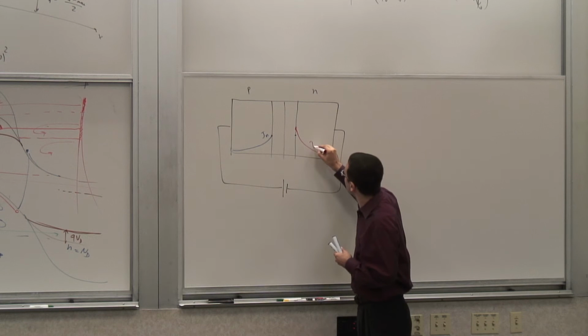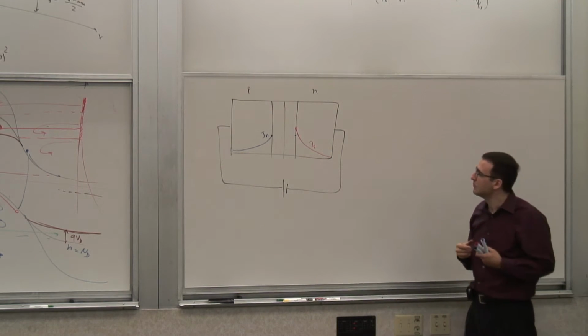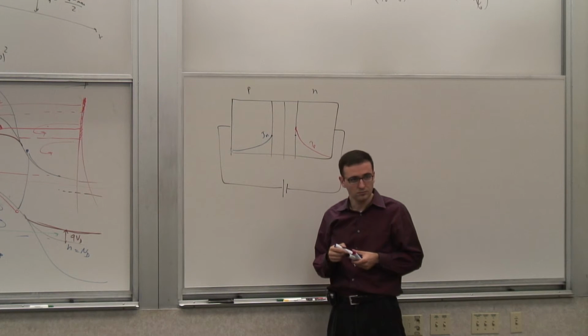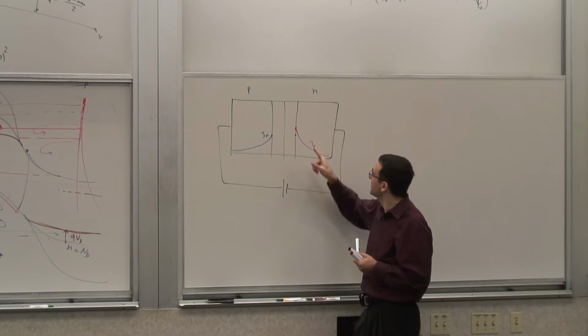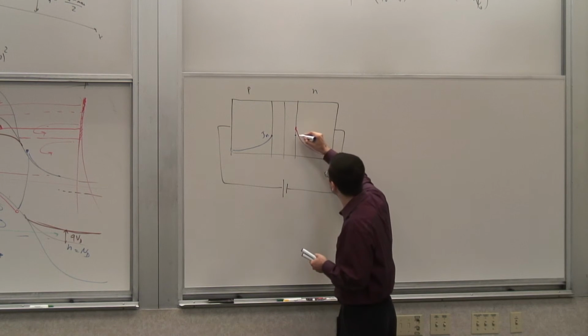So this is JP on this side. Again, they are minorities. What can I say about the electronic current on this side and the hole current on that side? Can you tell me something about the electronic current on this side? How would it look? What percentage of the current is carried by electrons on this side? Okay, let me show it to you and see. Can you tell me if it makes sense?